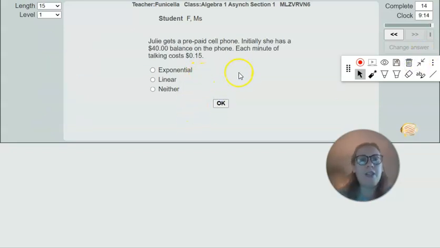And I believe our last one here says Julie gets a prepaid cell phone. Initially, she has a $40 balance, and then each minute is 15 cents. This literally used to be how my cell phone plan would work out. This is linear. It's always 15 cents per minute, so it's going down by 15 cents each minute that you're on the phone. So it's going to be a linear function.